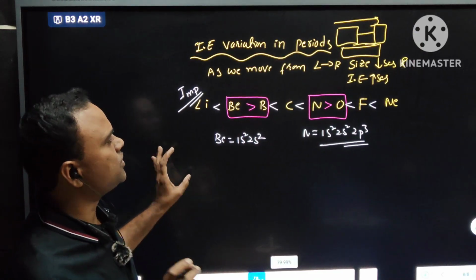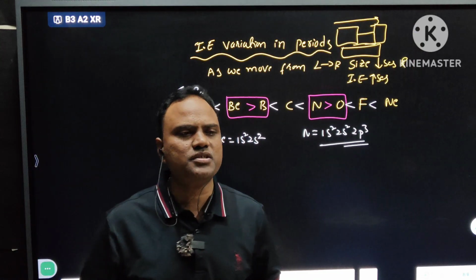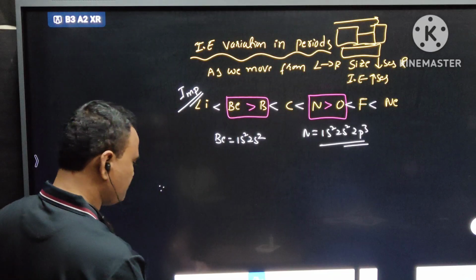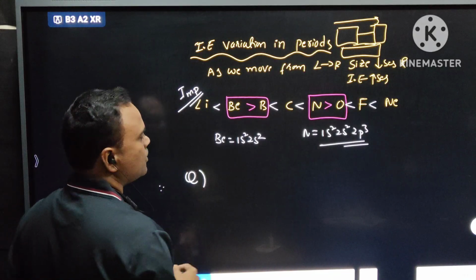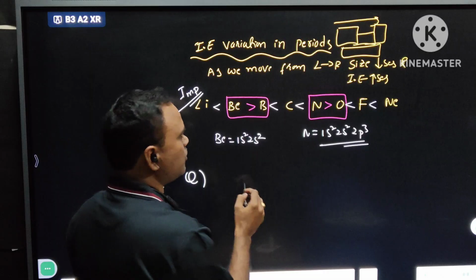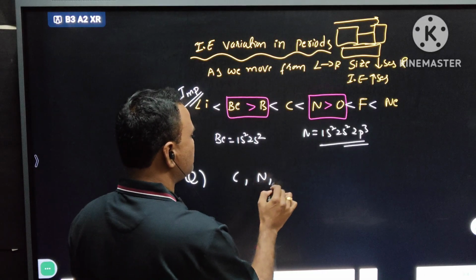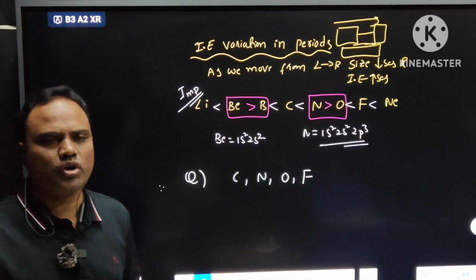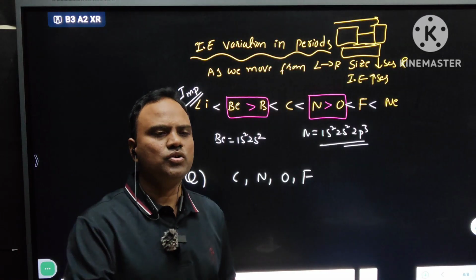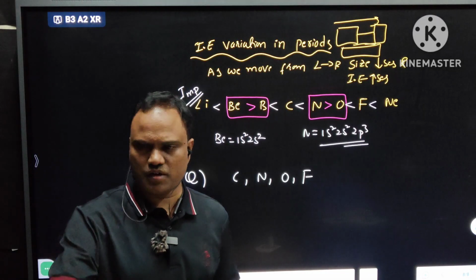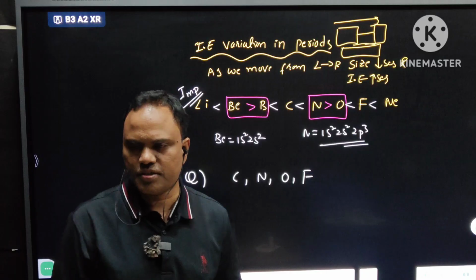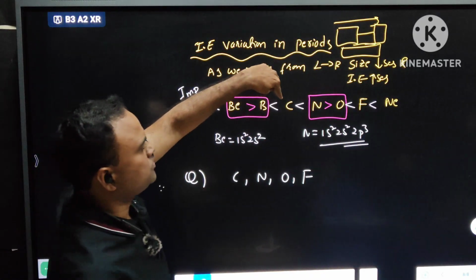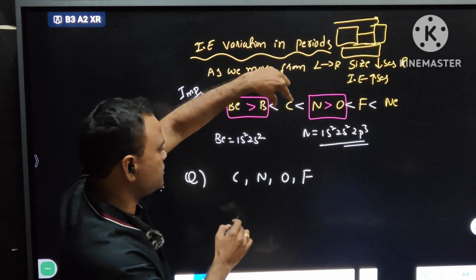Generally or frequently we will get four elements ionization energy comparison. I'll give you those 4 elements. Question: among the following, carbon, nitrogen, oxygen, fluorine, which is having more ionization energy, or arrange the following elements in the increasing order of their ionization energy, right? Follow this one. First, which is having low ionization energy?